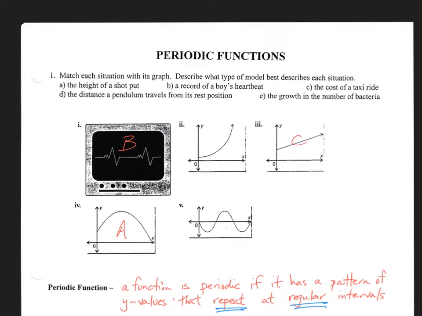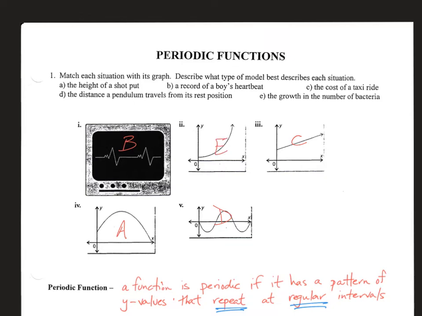The distance a pendulum travels from its rest position. Well, a pendulum is going to swing, for instance, starting at its rest position and then go out to one extreme, come back, cross its rest position, and go to the other extreme, and so on. So we should be looking at this as being D. And, process of elimination should make the last one E. The growth of a number of bacteria. Bacteria exponentially grows. 1 becomes 2, 2 becomes 4, 4 becomes 8, and so on and so on. And so there's our E.